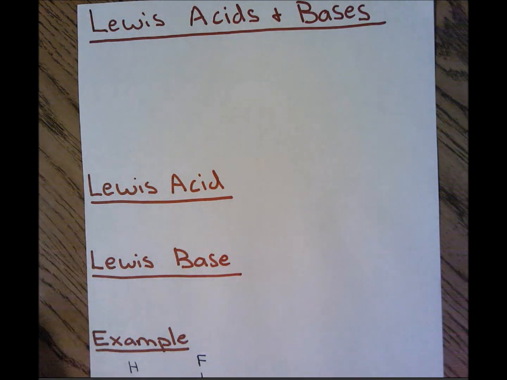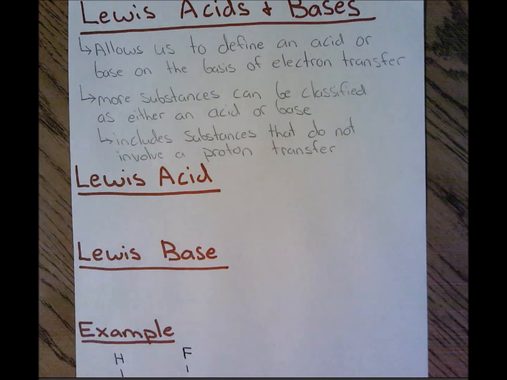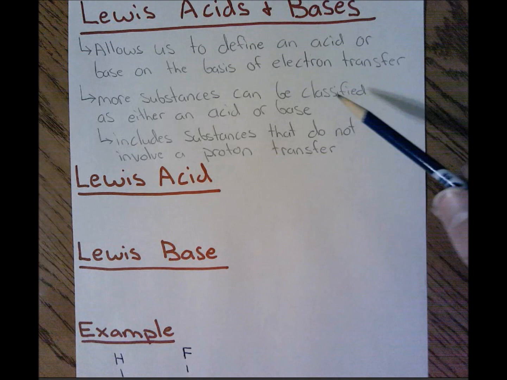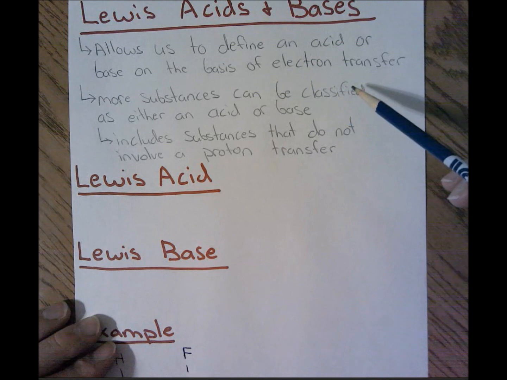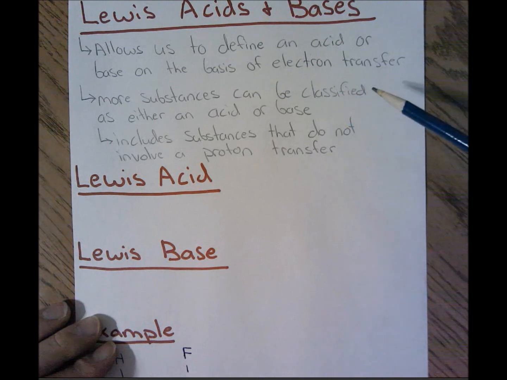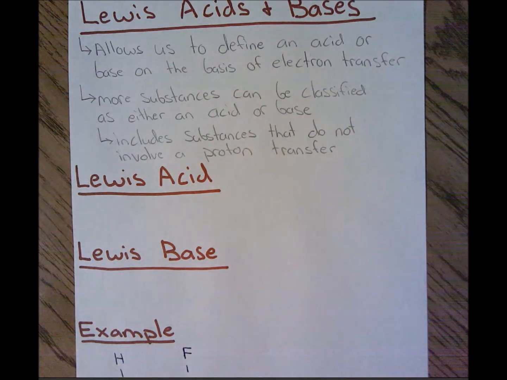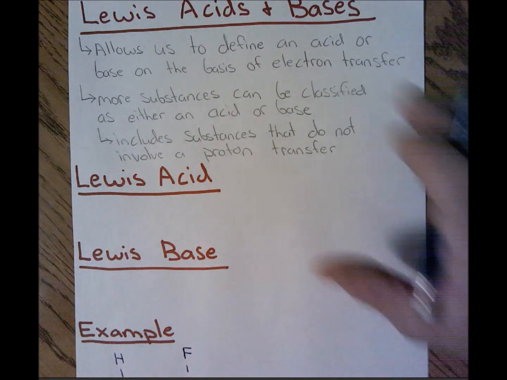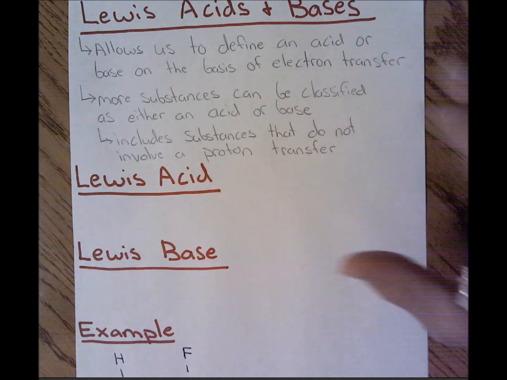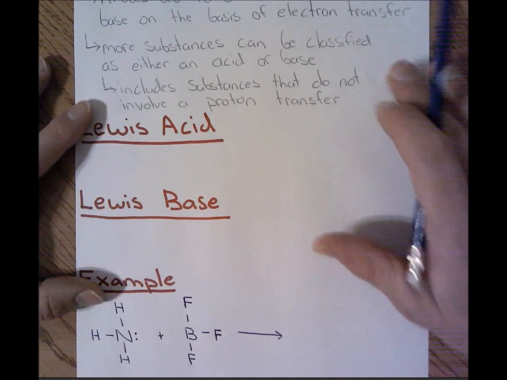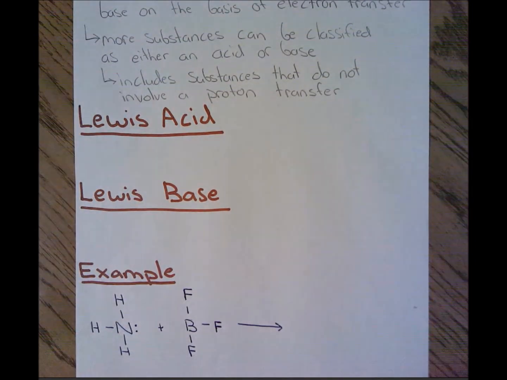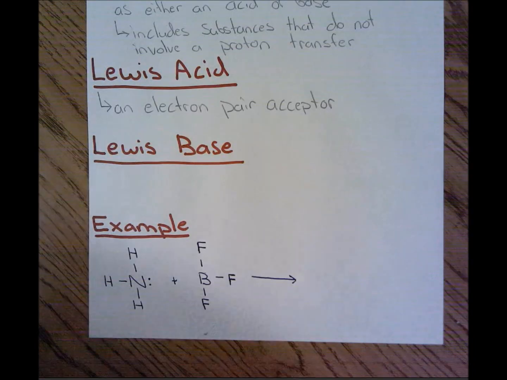All right, so here is everything written down that I explained, and this is the big thing: electron transfer. A lot of chemical reactions involve some type of electron transfer. Not all transfer a proton, or transfer that H plus, but now we can have a more broad definition of what an acid or a base is. So let's get down to the nitty-gritty details and talk about what a Lewis acid is. A Lewis acid is an electron pair acceptor, and a Lewis base is an electron pair donor.